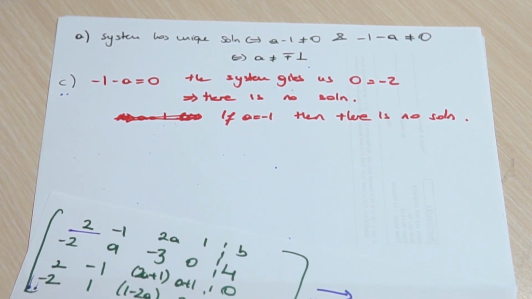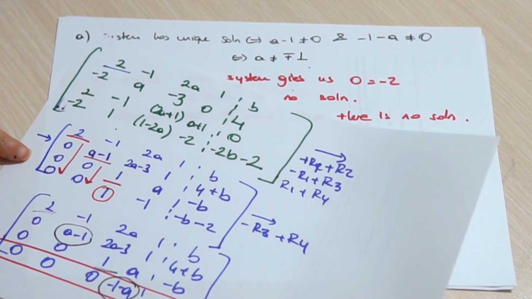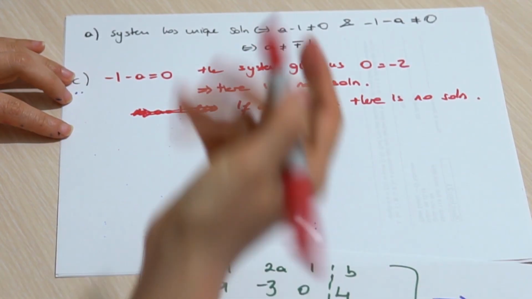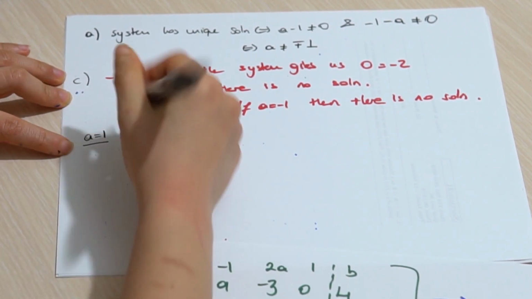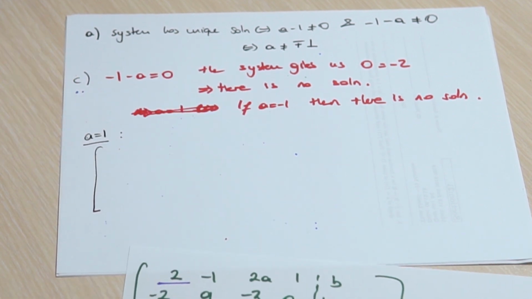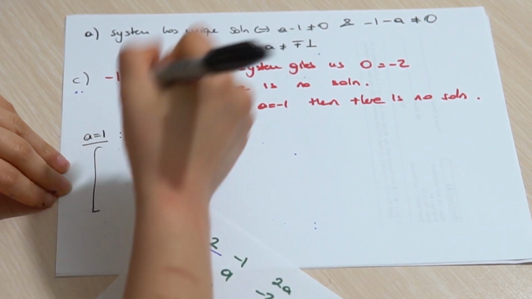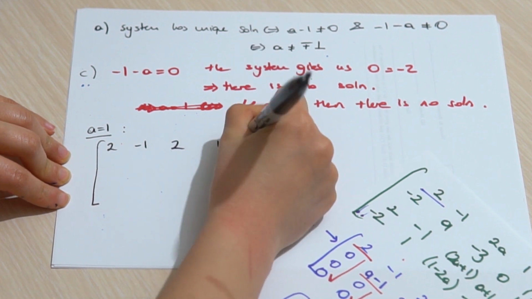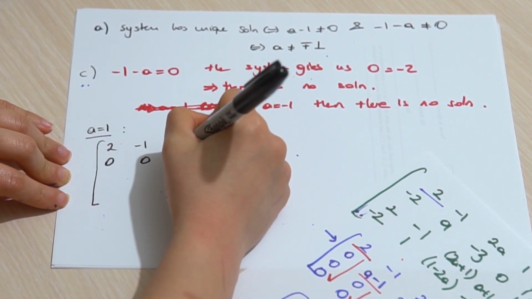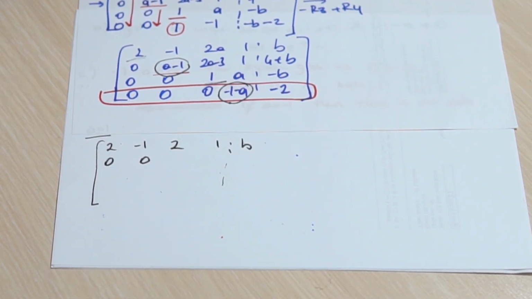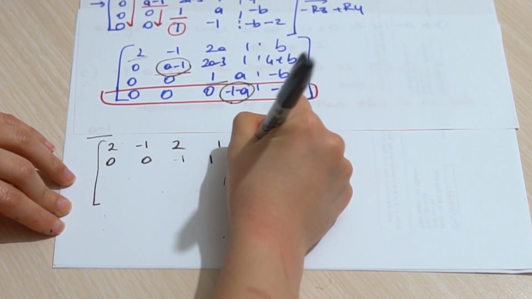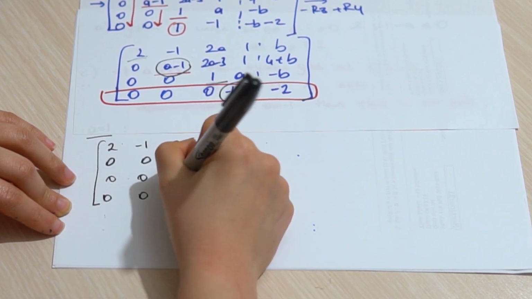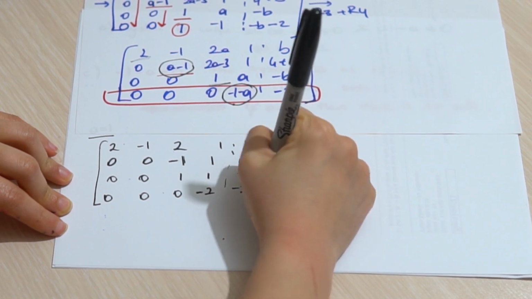So let's look at whether there are other possibilities. Let's say we make this one equal to 0. Let's make this one also equal to 0. Let's look at a is equal to 1. What happens if a is equal to 1? If a is equal to 1, the system becomes 2, -1, 2, 1, b, 0, 0, 2a minus 3, and 2a minus 3 will give us minus 1, 1, 4 plus b, 0, 0, 1, 1 minus b, 0, 0, 0, minus 2, minus 2.